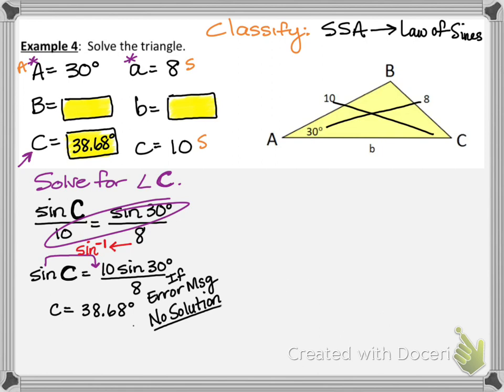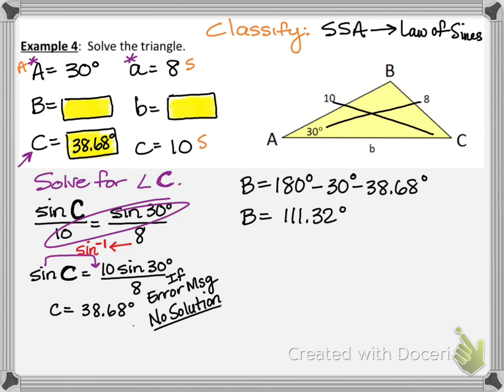We found angle C. So now that we have angle A and angle C, we can easily find angle B. Angle B is going to be 180 degrees minus the 30 degrees that we already had minus the 38.68 that we just found. So angle B is going to equal what? So do the math there. And you are going to see that you get what? It's going to be a rather big number. And so if you got this, you are correct.